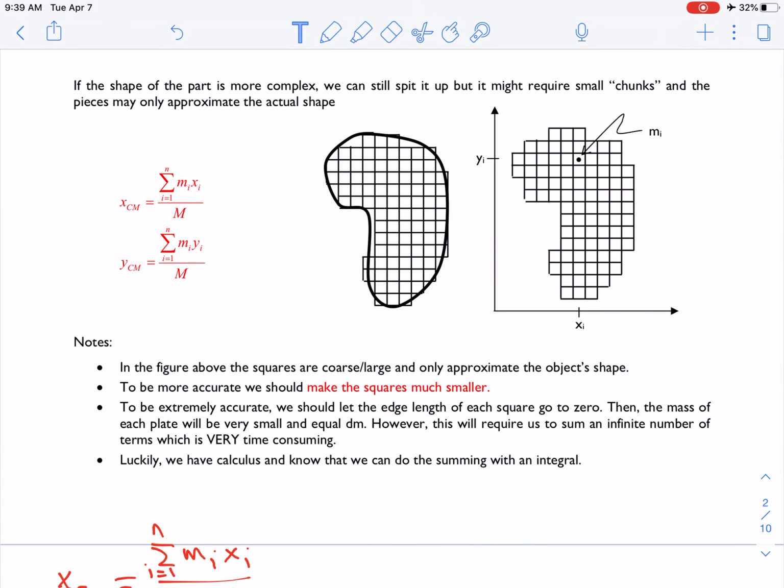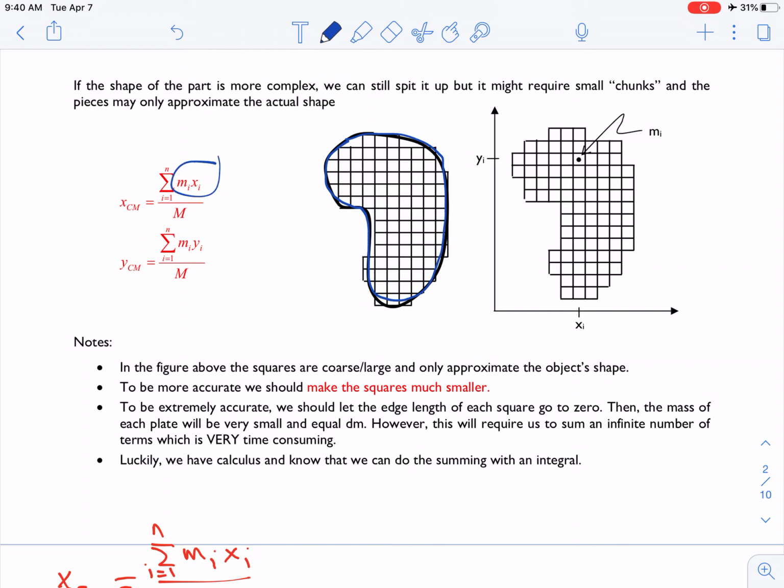Okay, so next thing is what do we do if we have much more irregular, more complex objects like this? What we do is we need to split it up into very small chunks. You can see that this solid line shows the boundary. So this is our object, right? And we split it up into pieces. Then each square will have a mass, and you can find the center of mass of that piece. And then you multiply its coordinates again.